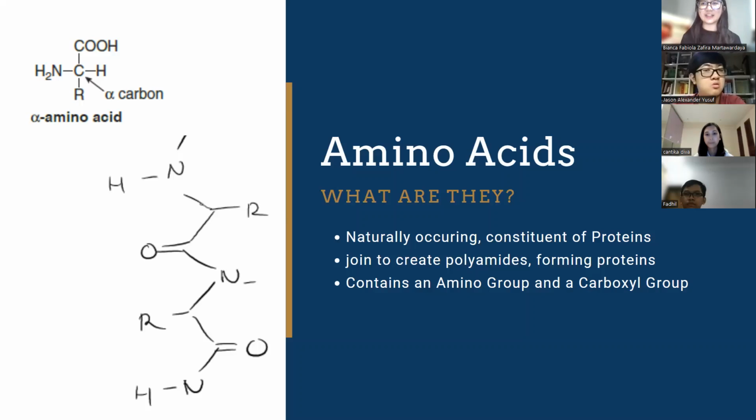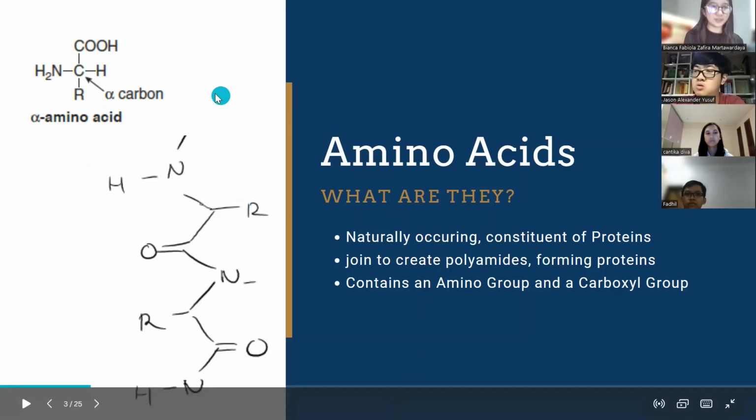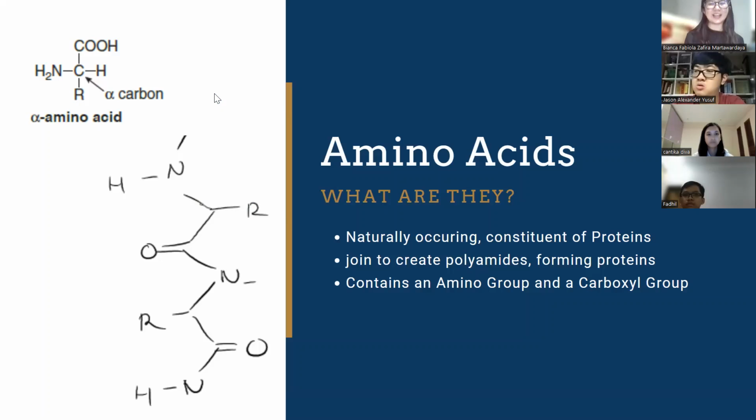Naturally occurring amino acids have the amino group bonded to the alpha carbon of the carboxyl group, and they're thus called alpha amino acids. If you can see here on our figure on the left, we have the amine group, the NH2, that is bonded with the alpha carbon in the carboxyl group, with an R group attached that becomes the identifier. And if they combine together through polymerization, they create polyamides and form proteins, which we use in our bodily functions.